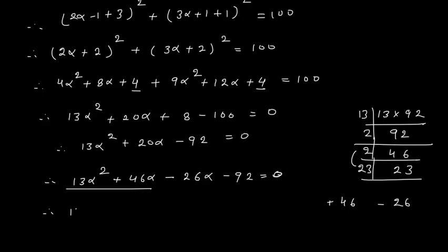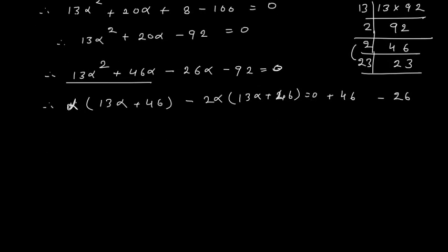So therefore, here we can take alpha common. Here it is 13 alpha plus 46, minus, and here I will take 2 common. So it will be 13 alpha plus 46 in one bracket, and this is alpha. Here only 2 we can take common again, so alpha minus 2, and this is equal to 0.